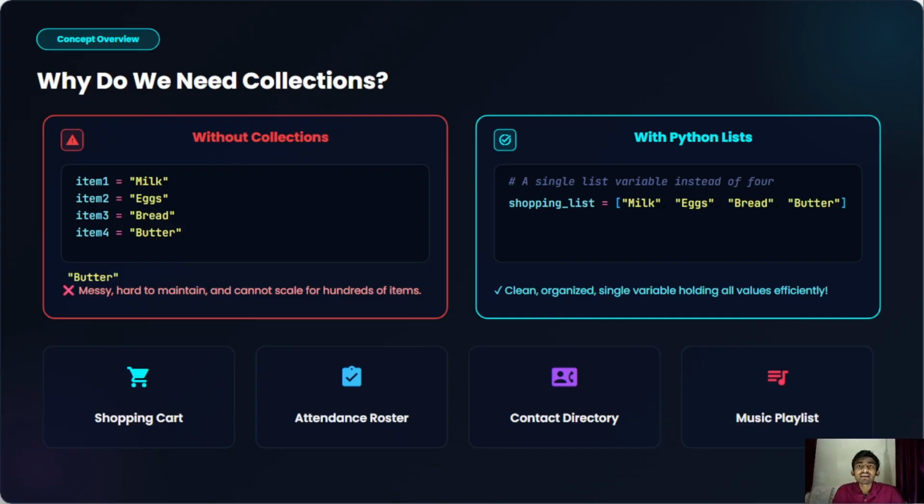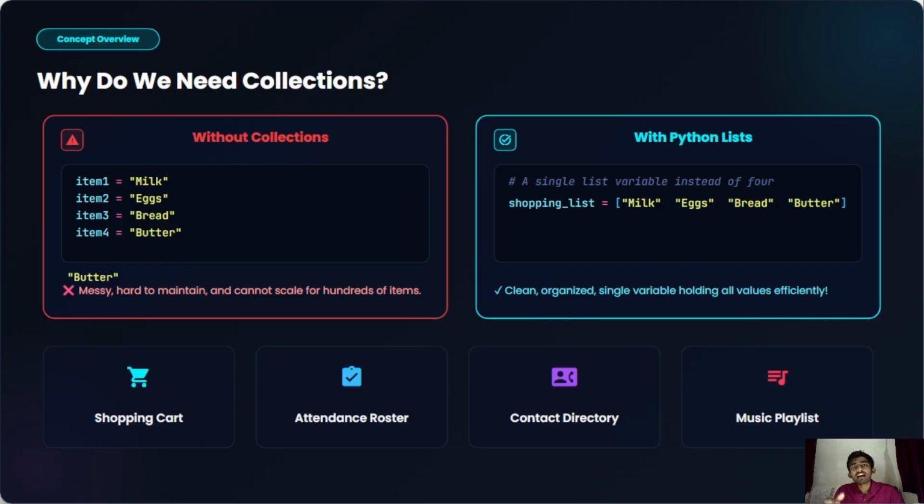Now look at the same problem using a list. Shopping list: milk, egg, butter. As you can see on the slide, instead of four variables, we are using only one variable. In that one variable, we store four different values. If tomorrow we want to add another product, we can simply add it to the list. The code remains clean, organized, and easy to understand. That's why collections are very useful.